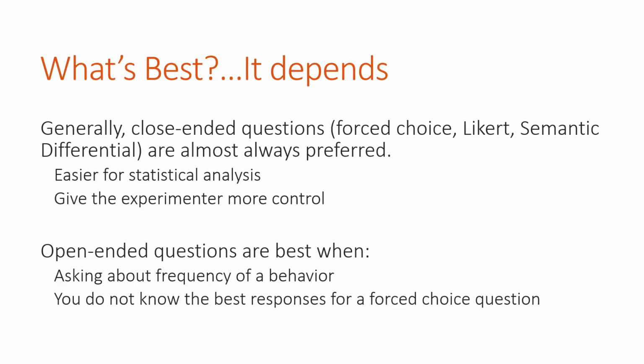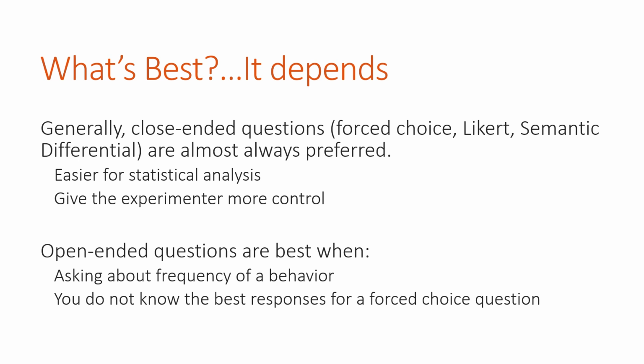And so the first thing we talk about is, well, what's best? And what's best depends. As I mentioned earlier, generally closed-ended questions we like. That would be forced choice, Likert, and these differential questions. They're almost always preferred. The reason why is they're easier for statistical analysis, and they give the experimenter more control. Both of those make storytelling around the data a lot easier. So when you can do that, and it's not going to hurt, at least in your opinion, the reliability or validity of what you're asking about or the construct you're interested in, then you should try to do that.